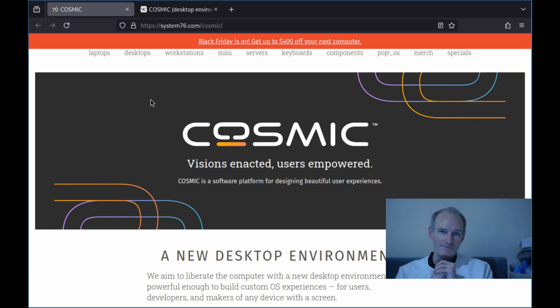Their whole graphical thing, I know people like it. There's a certain person who does like it a lot. Good for them, I have no problem. Cosmic, TM. Okay, you know, here we go, the new desktop environment.